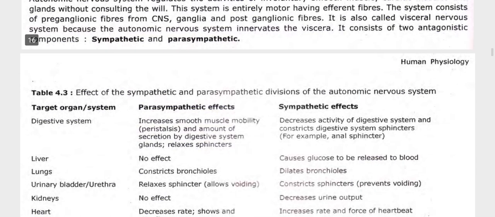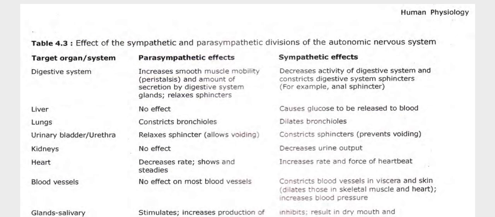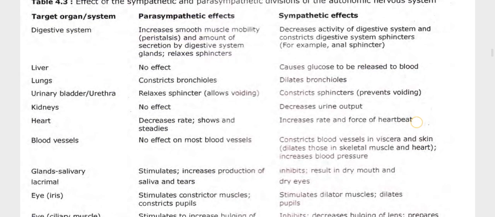Now let's learn about the effect of sympathetic and parasympathetic divisions of the autonomic nerve system. Like target organ, digestive system, parasympathetic effects increase smooth muscle mobility, peristalsis and amount of secretion by digestive system glands, relaxes sphincters. Sympathetic effects decrease activity of digestive system and constrict digestive system sphincters, for example anal sphincter. Then liver, no effect, causes glucose to be released to blood. Lungs, constricts bronchioles, dilates bronchioles. Urinary bladder or urethra, relaxes sphincter, constricts sphincter. Kidneys, no effect, decreases urine output.